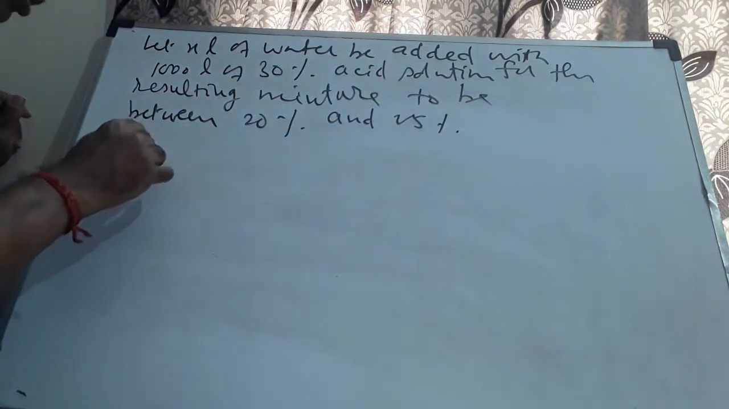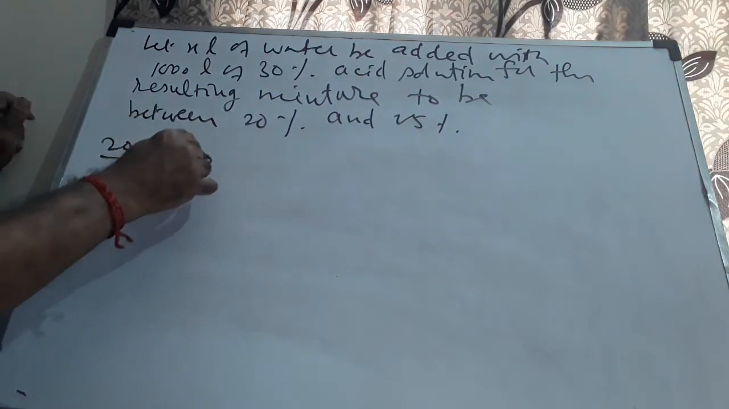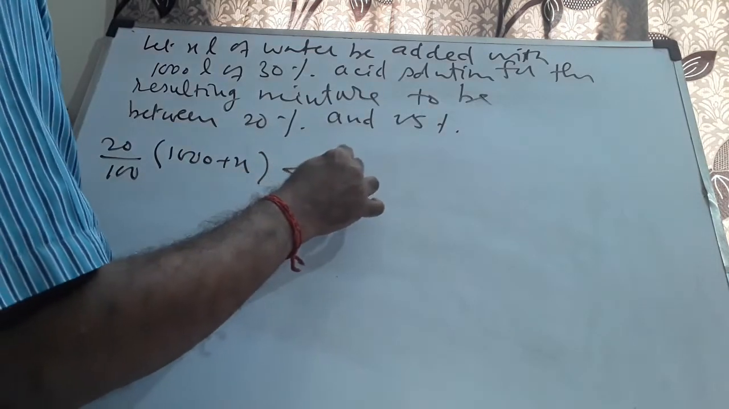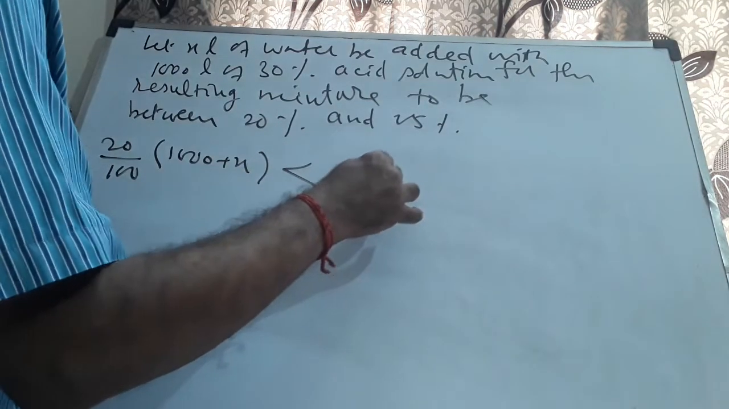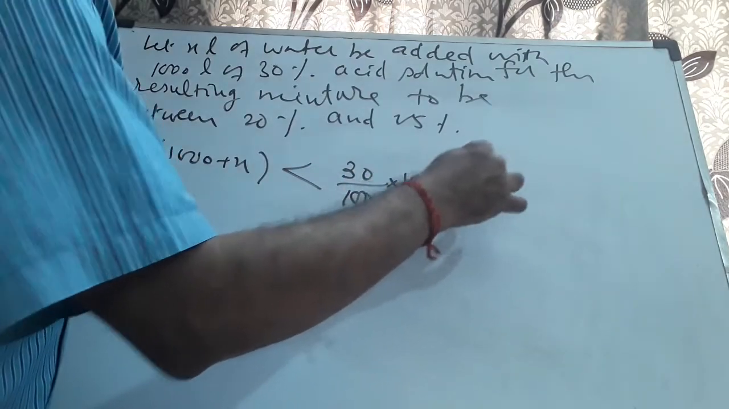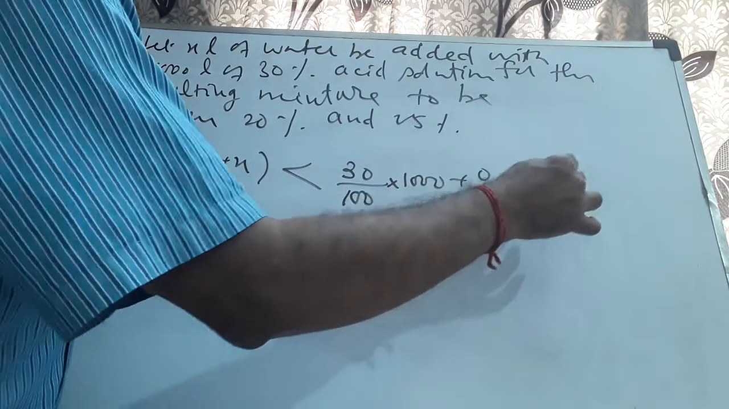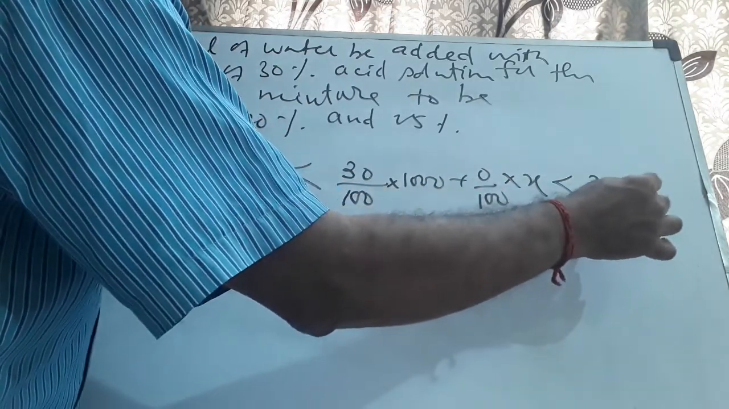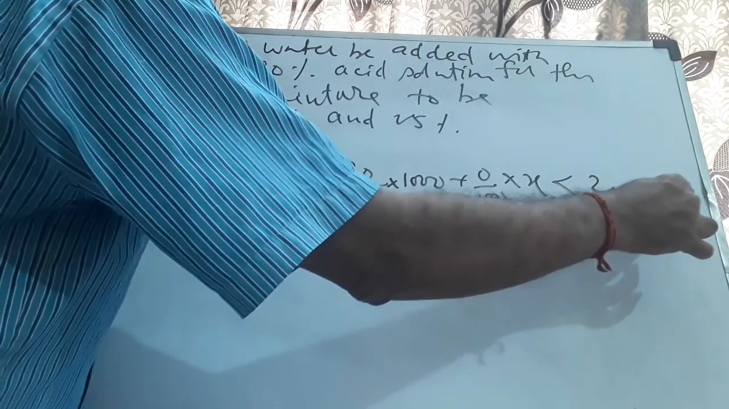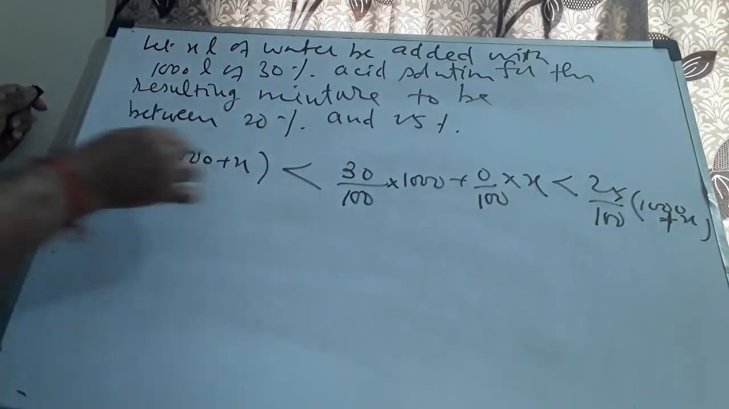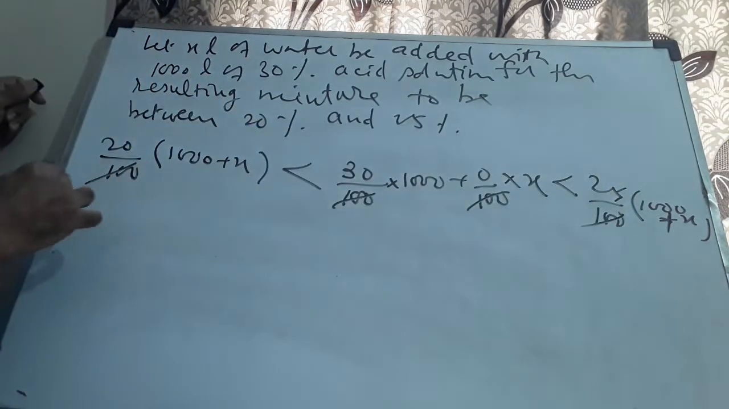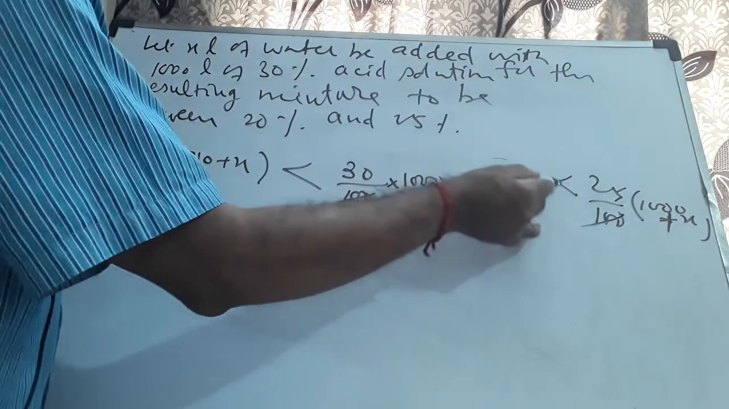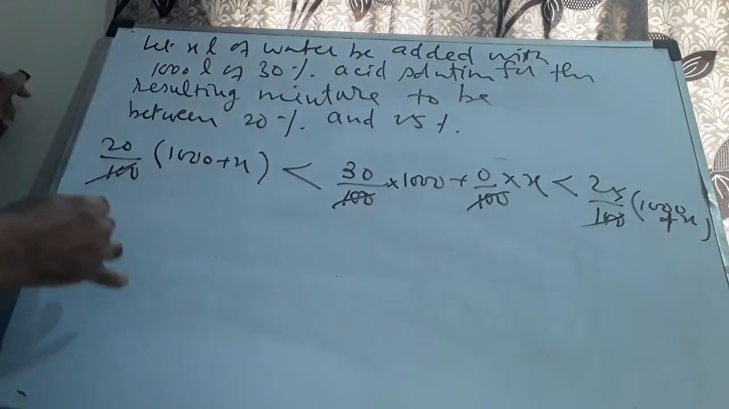Therefore, 20% of 1000 plus x less than 30% of 1000 plus 0% of x less than 25% of 1000 plus x. This is the way you are supposed to write it down. Everywhere I can cancel out 100. Here only water is being added. Therefore, the percentage of acid content there is 0.